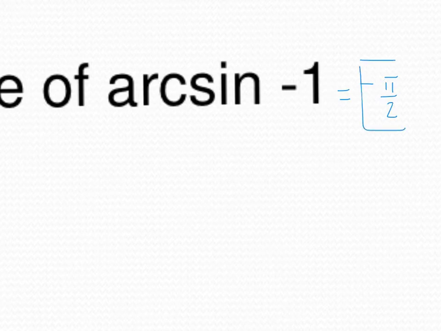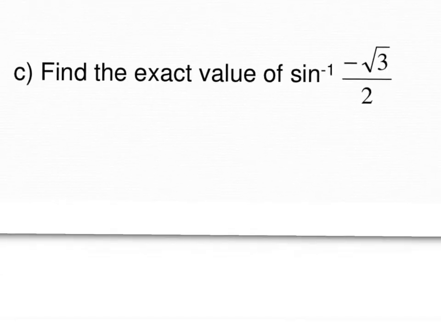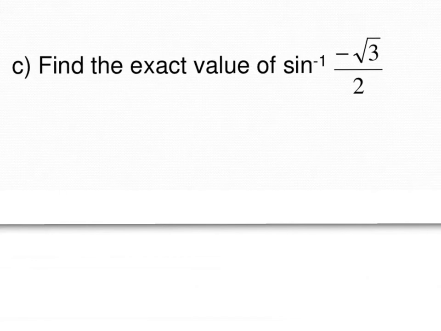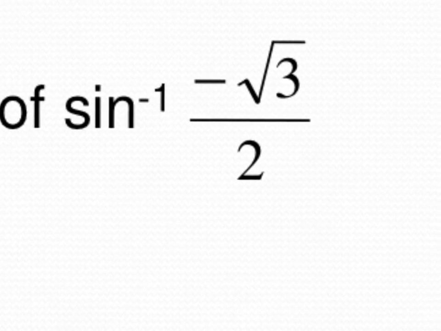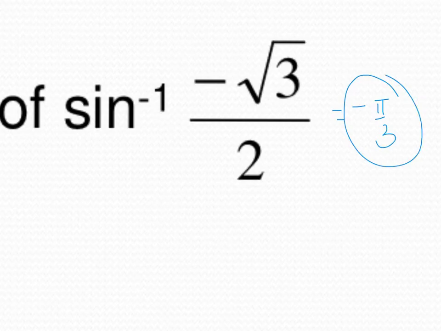So here, there's only one solution. Let's take a look at the third one. The third one says find the exact value of inverse sine of negative root 3 over 2. So this is the point on the unit circle. And now we identify the angle between negative pi over 2 and pi over 2. Where does this happen? Negative pi over 3. One solution.